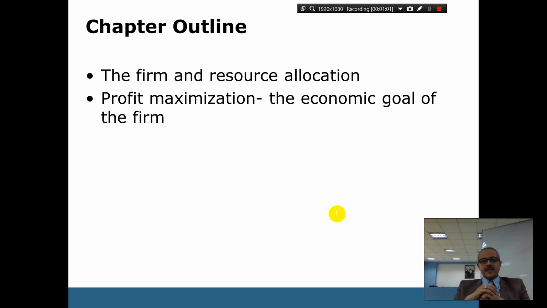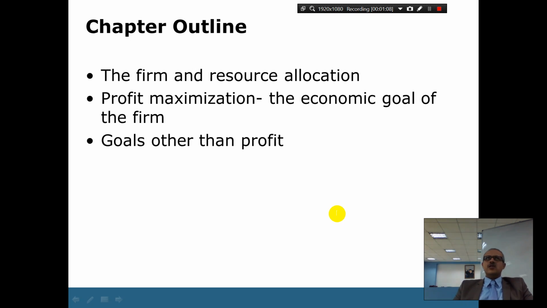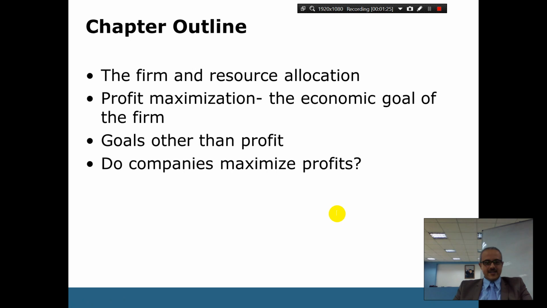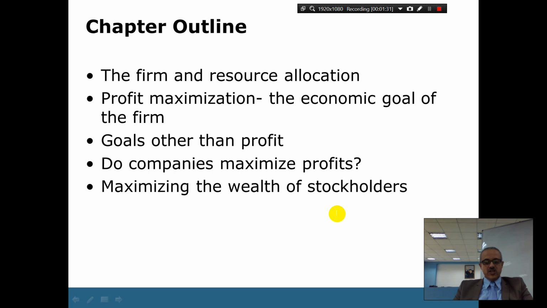So profit maximization is an important concept, an economic goal for firms, and we also look at goals other than profit. Is profit always the main goal for companies? No. In the pure capitalist world, they go after profits only. However, now it is more realized that it's not just profits that maximize your wealth. Maybe there are other considerations, so we'll talk more about that. And do companies maximize profits? Is this yes or no? So we'll take some of the measures, and we'll talk about maximizing the wealth of stockholders.